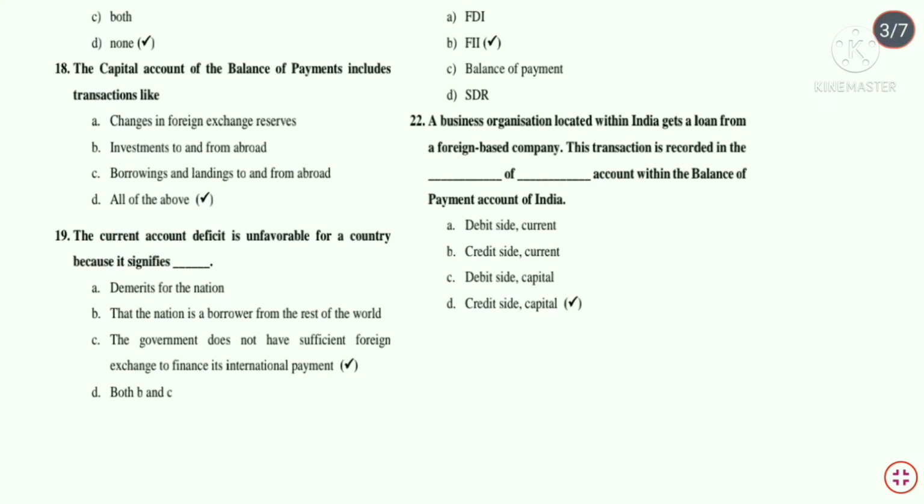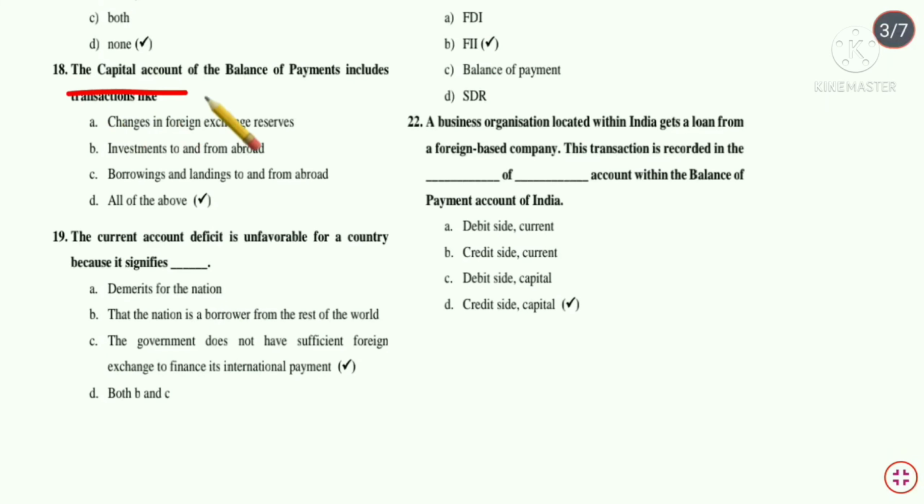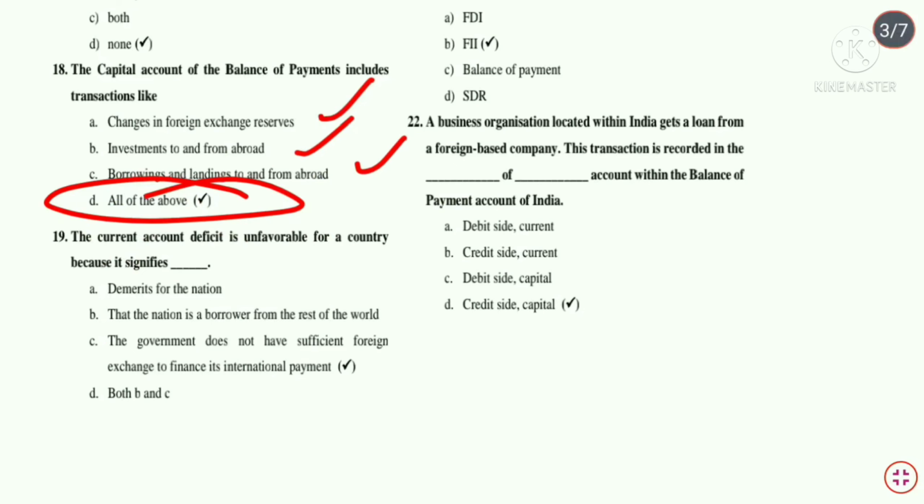उसके बाद next question, that is the capital account of the balance of payment includes transactions like, and the options are change in foreign exchange reserves, investment in and investments to and from abroad. Next, borrowings and lendings to and from abroad. हम जानते हैं कि all these transactions are included in the capital account. Therefore, option D, all of the above, is the correct answer.